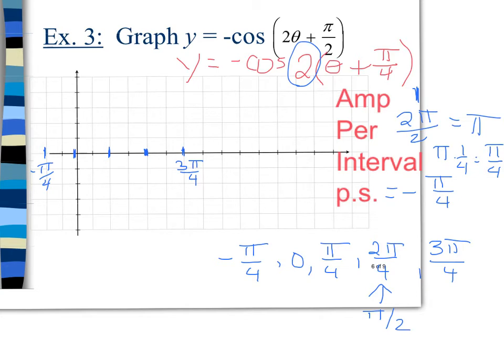So going through and graphing it, it's cosine. I'm starting down below, so I'll put the negative 1 down here and the 1 up there. So I'm going to start down here, then go up to 0, then go here, here, and end here. And you're all set.